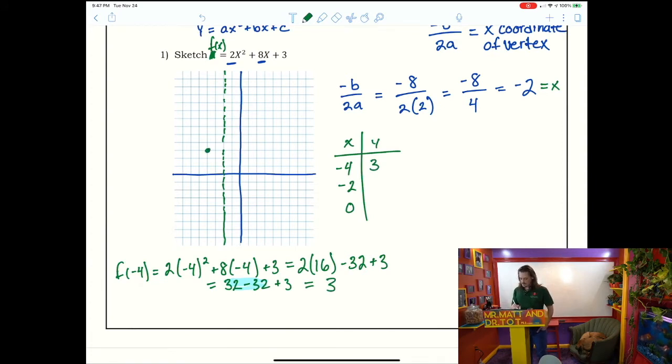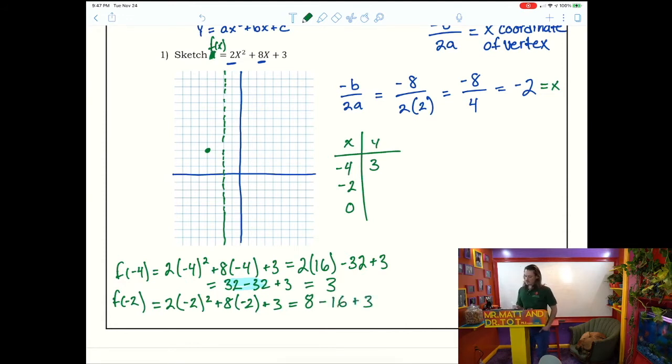Let's look at -2. So at f of -2, we'd have 2 times (-2) squared plus 8 times -2 plus 3. Evaluating -2 squared is 4. 4 times 2 is 8. -2 times 8 is going to be a -16 plus 3. 8 plus 3 is going to be 11. 11 minus 16 is going to be a -5. So at x is equal to -2, y is equal to -5.